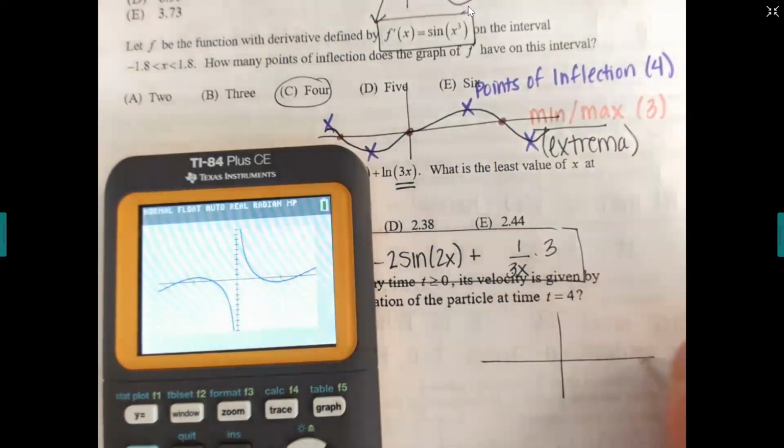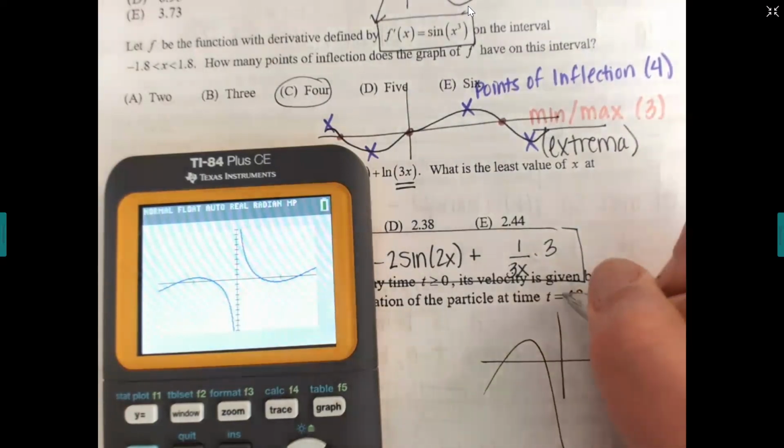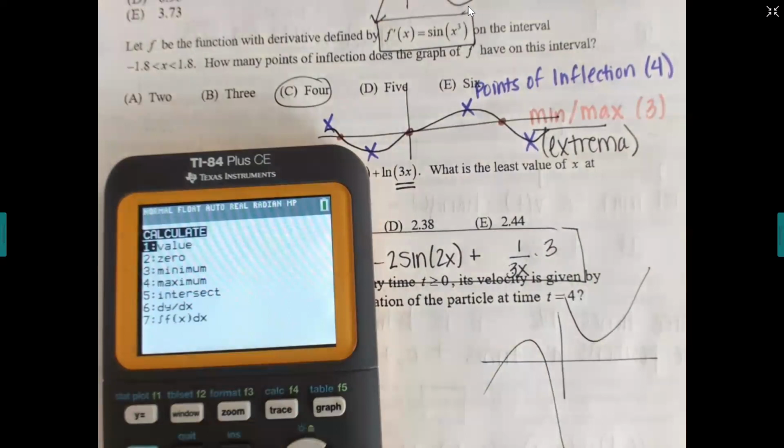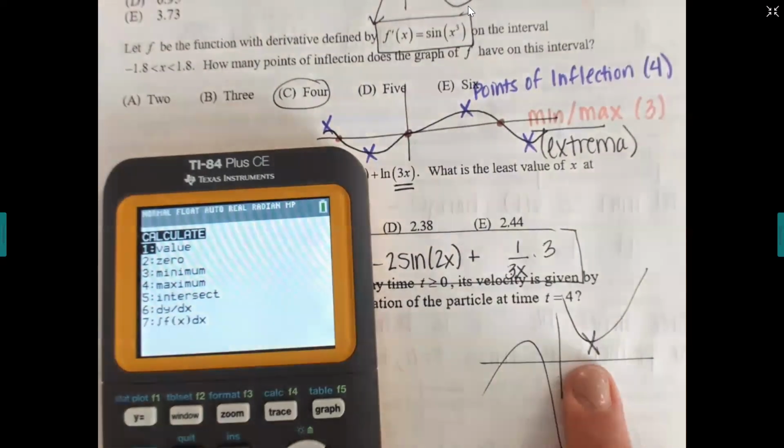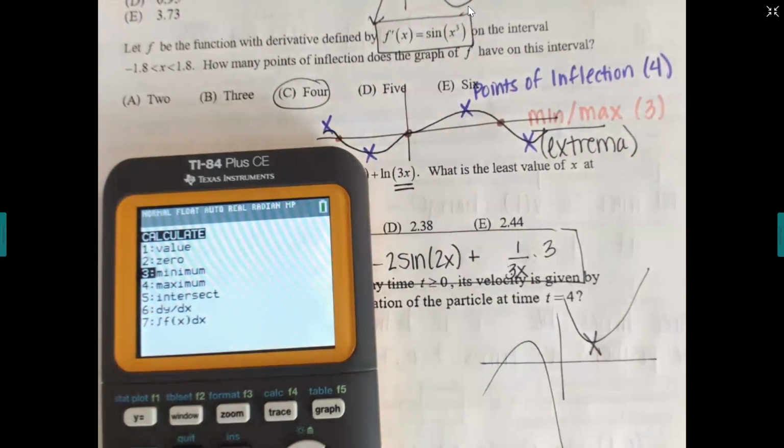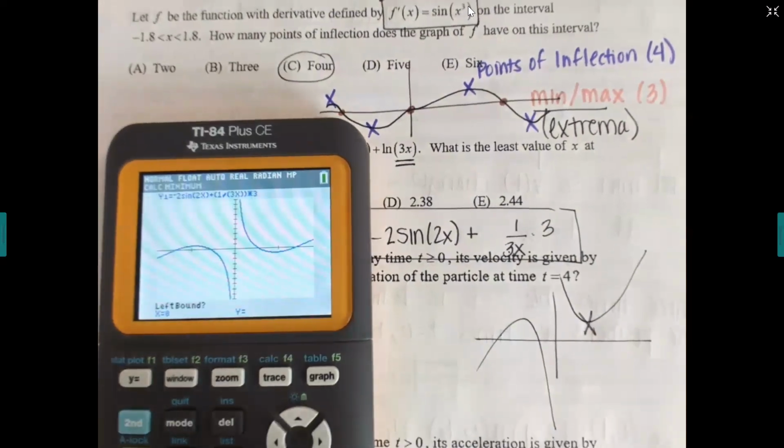I'll look at it. Okay, so you have one side here, you have one side here. Hit second trace. We want this spot right here. So we're going to find the minimum. And then I'm going to go a little bit to the left of that spot. Then I'll go a little bit to the right of that spot. So I'm going to cursor over to the other side. And then remember for enter, I'm going to go back to the middle. And then that would be your number right there. So you should be able on your calculator to find x-intercepts, mins and maxes, and then of course derivatives.